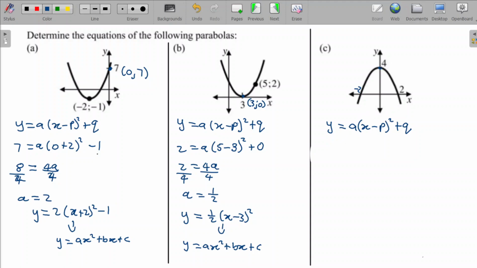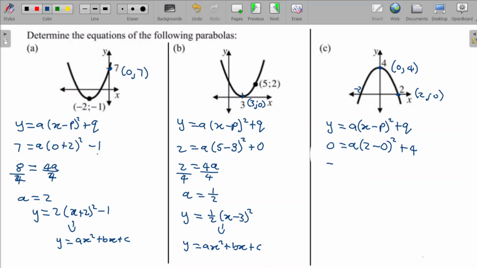Now we're going to take this as my turning point, which is 0 maps to 4, and this is going to be my point in the graph, which is going to be 2 maps to 0. Then from here, we substitute. The y and x are the point that you have in the graph, in this case this point. So my y is 0 equals the value of a, and then the x in the graph, which is 2, minus the turning point's x, which is 0, so it's minus 0 all squared. Then my q is 4, so plus 4.